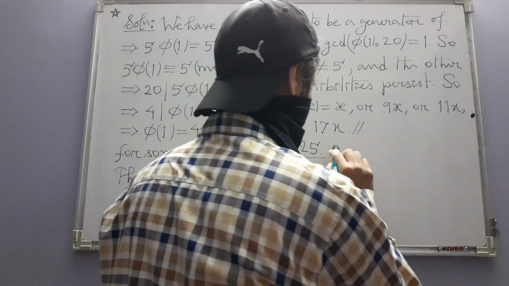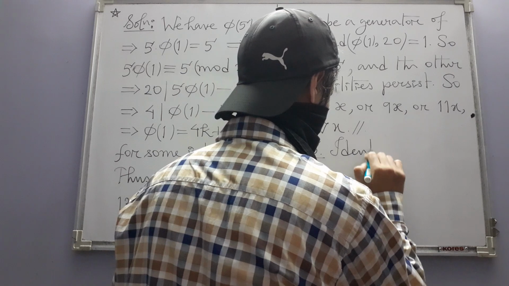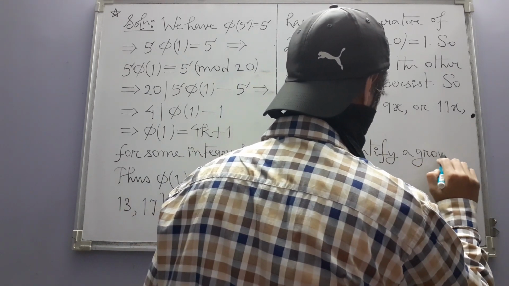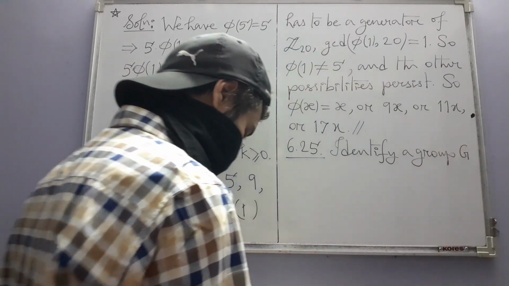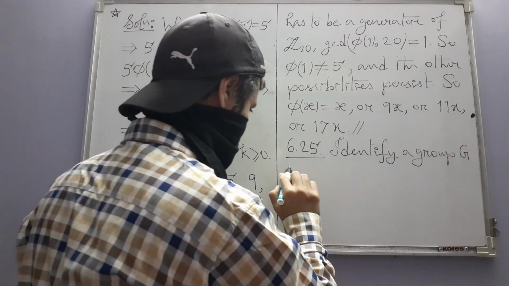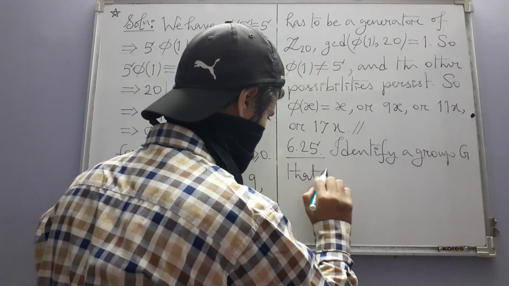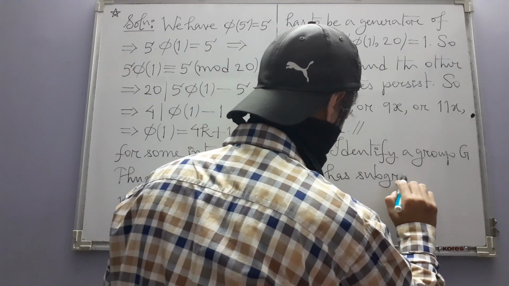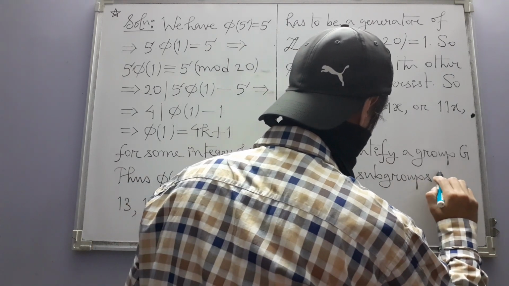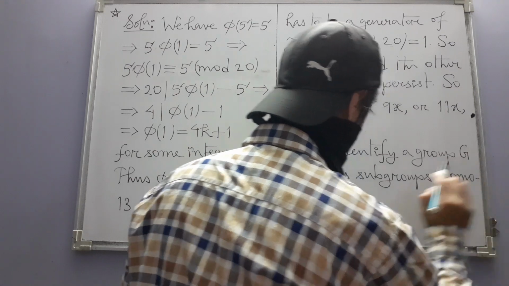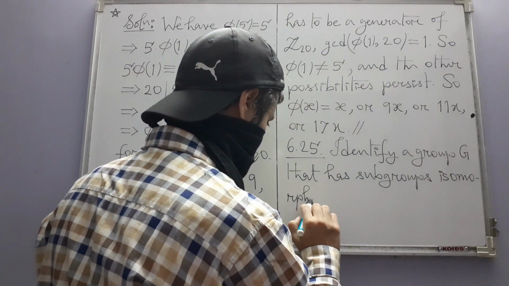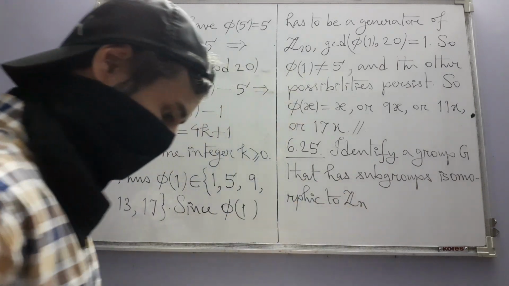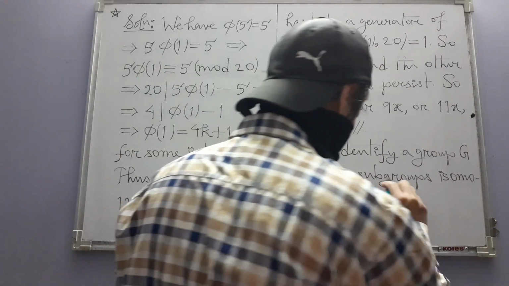And let's see one more. Identify a group G that has subgroups isomorphic to Zn for all positive integers n.